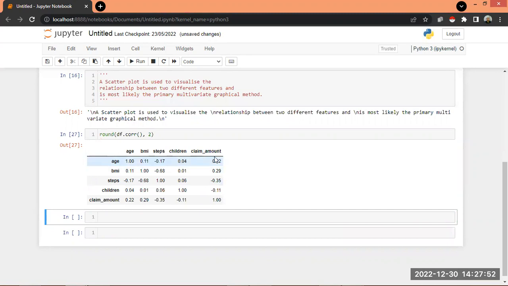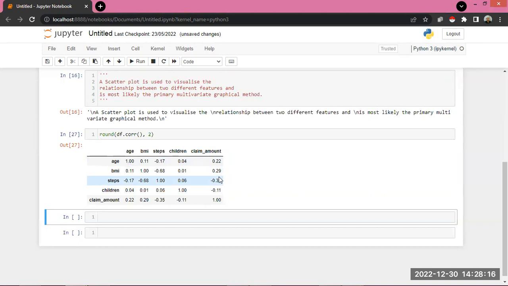All right, but the relationship between claim amount and BMI is at 0.29, which means that there is a positive weak relationship between BMI, body mass index, and claim amount. So BMI same as body mass index. So what it means is that there is a 0.29 relationship between claim amount and body mass index.